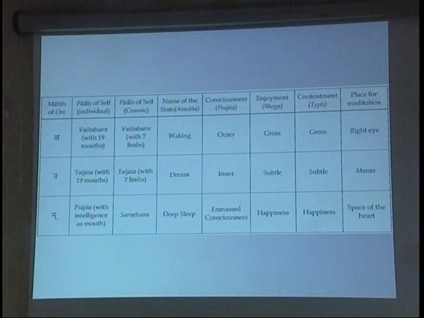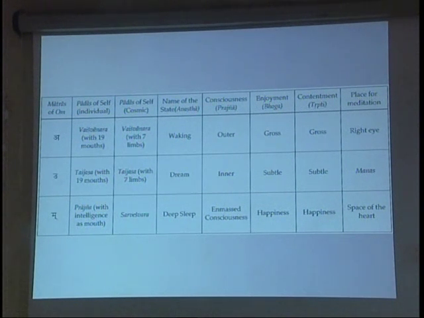Vaishvanara. Now this is as far as an individual being is concerned. But we are now talking about the cosmic manifestation of Brahman. So here it has seven limbs. The first reference for the 19 mouths is from the first mantra of Mandukya Upanishad. And the seven limbs you will find in Chandogya Upanishad, 18.2.